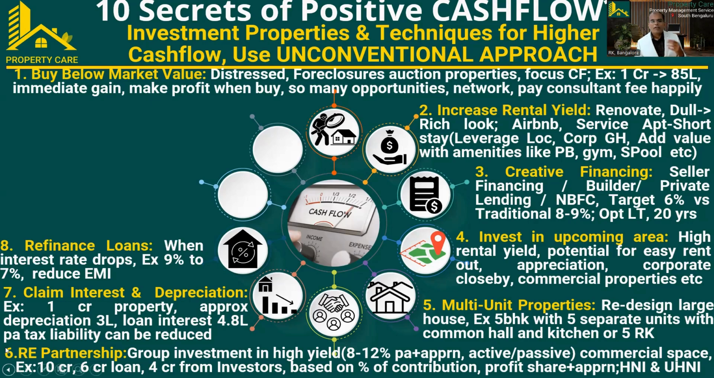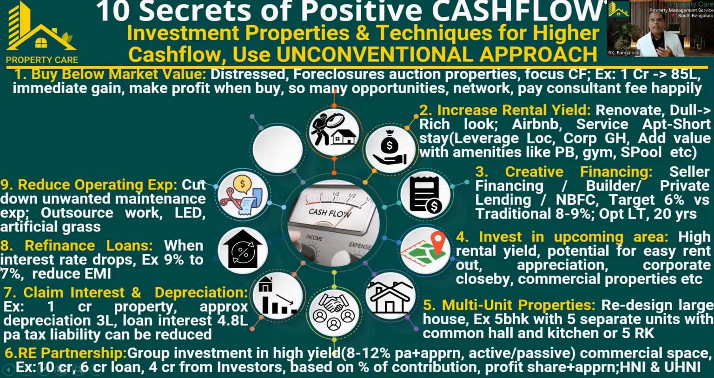Refinance the loan. When the market rate was higher at the time you bought it, say 8.5 percent, and now it has come down to 6.5 percent, you close that loan and transfer to another bank that is offering 6.5 percent. In that way your EMI will come down, and you have a better probability of getting into positive cash flow.